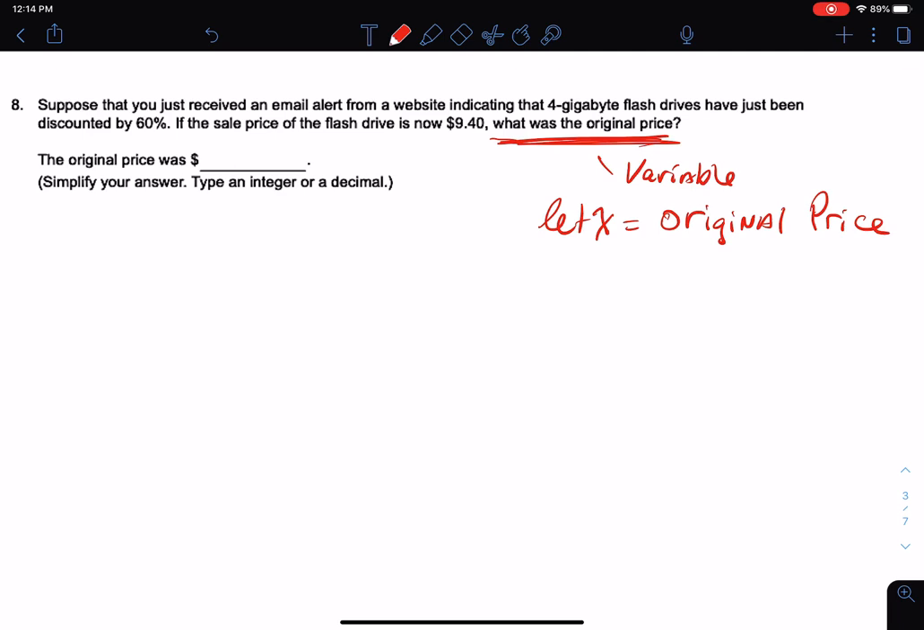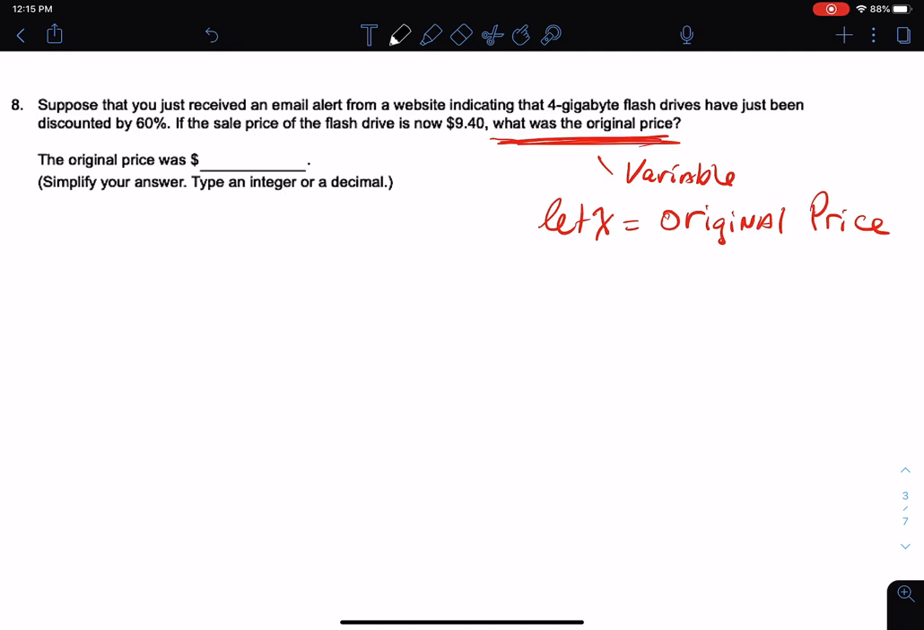Okay, so there are a couple of ways of doing this. Let x equal the original price. Here's how I like to do the problem, and it streamlines it, but I'll also show you a way that a lot of books show, which maybe makes more sense to you.